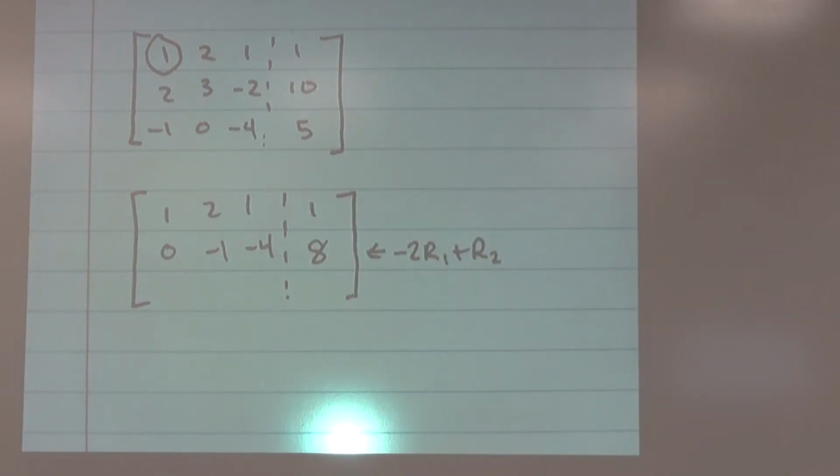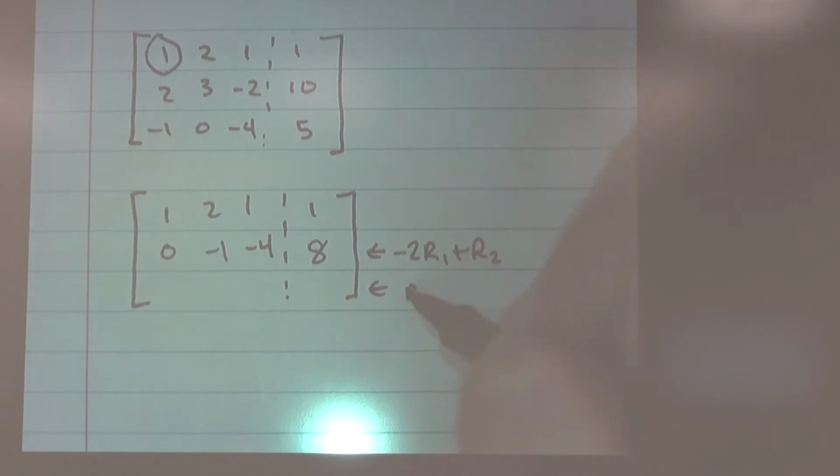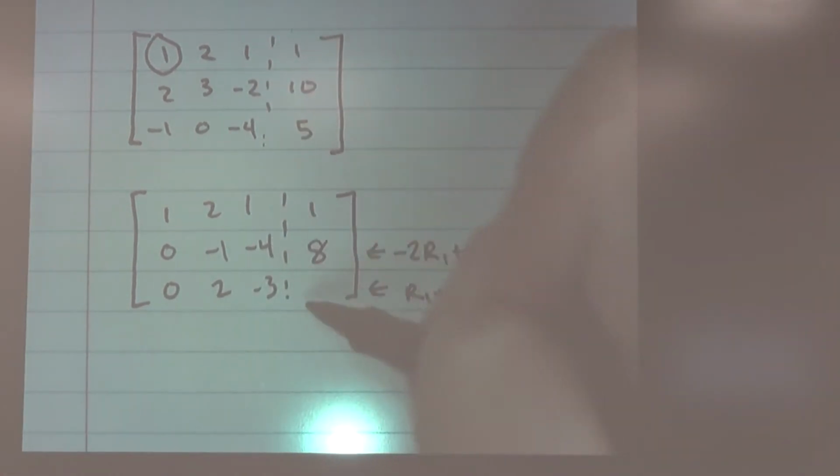So we're going to multiply the 1 by -2 and add. So -2 times row 1 plus row 2. When we do that, we're going to get 0. -4 plus 3 is -1. -2 plus -2 is -4. -2 plus 10 is 8. Let's do the same here. We can just take our row 1 and add to row 3. So row 1 plus row 3, we would get 0, 2, -3, and 6.